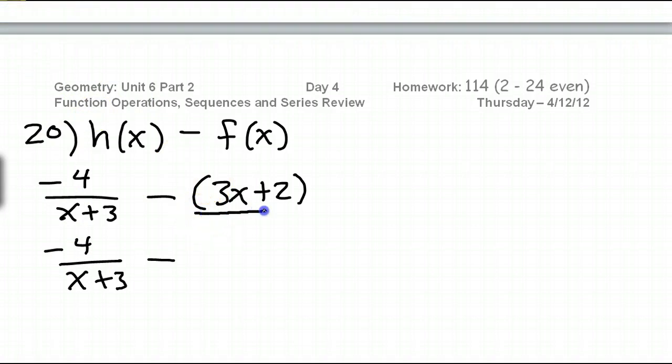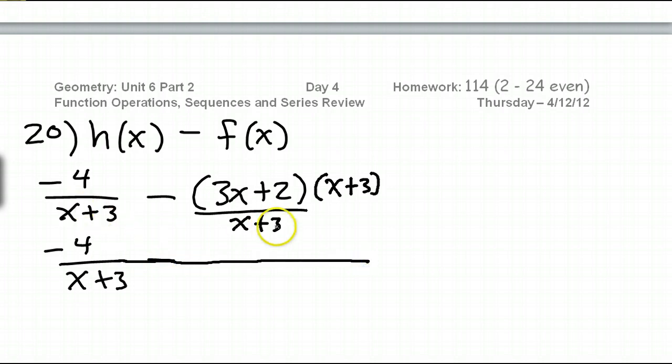We need like denominators in order to add and subtract. This has a denominator of x plus 3. That means this is going to need a denominator of x plus 3. I can't just write an x plus 3 down here like that without putting one in the top as well. So I needed to do that. But now the denominators are the same. So since the denominators are the same, I can put all this together into one giant fraction. Keeping the common denominator, I should scooch it over to make it more obvious.